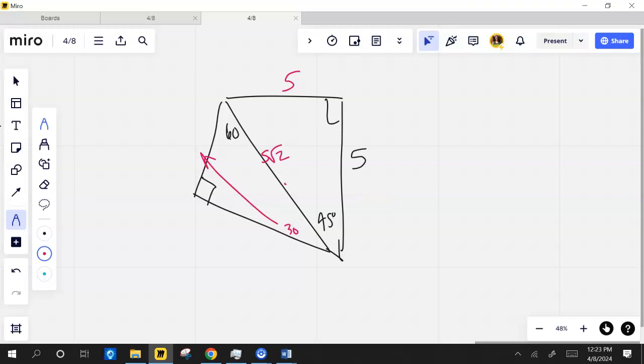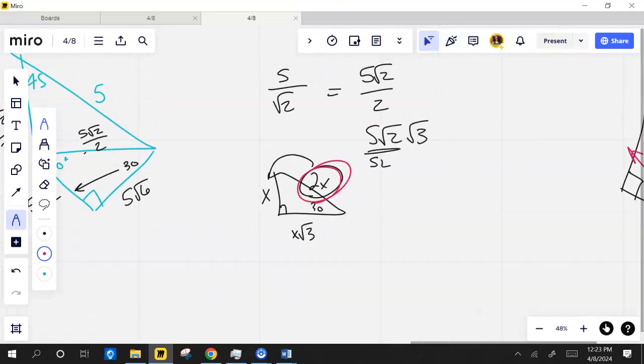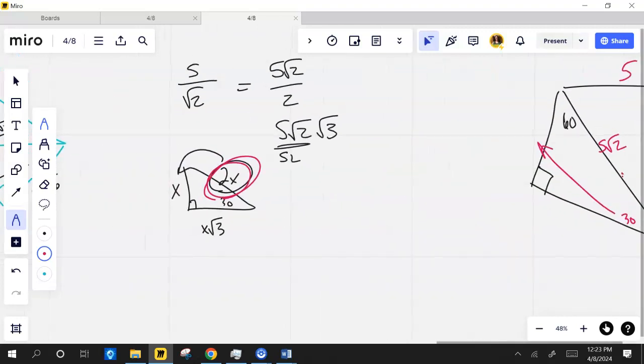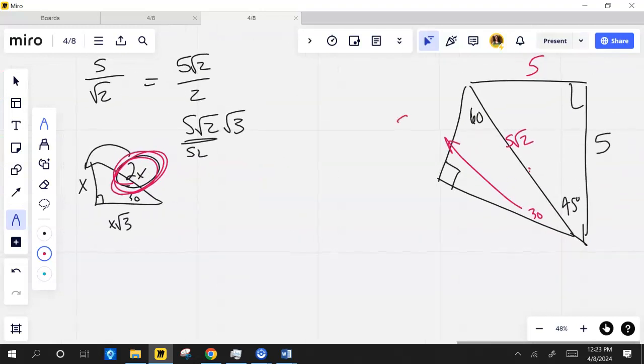Square root of 2? No. 2. You were right the first time, 2. Because 30, 60, 90, it's doubled. Yes. So to get from hypotenuse to short leg, I divide it by 2. So 5 root 2 over 2.